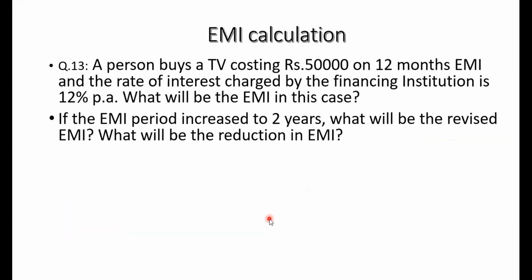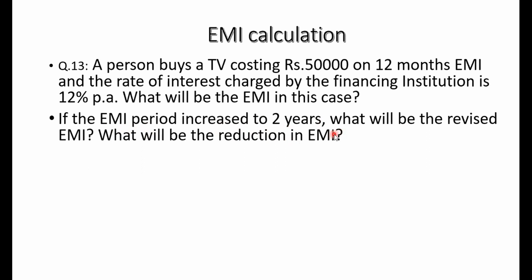12th one, 13th. Simple. Now I am slightly twisting the question. A person buys a TV costing 50,000 on 12 months EMI, and the rate of interest charged by the finance institution is 12%. What is the EMI? Already done. Now that fellow is a very poor man. He is telling, sir, don't give 12 months EMI, give me 2-year EMI. Normally the private financiers are not giving 2-year EMI, but we'll assume they give 24 months also. If the EMI period is increased to 2 years, what will be the revised EMI? What will be the reduction in EMI?